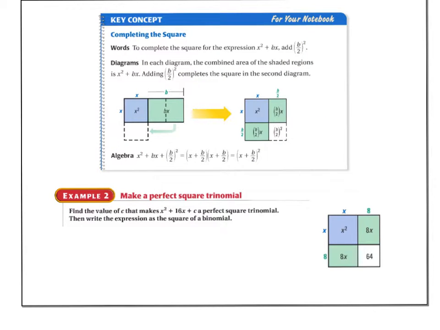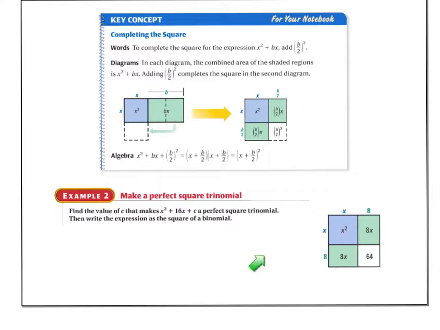This diagram here makes it look perhaps far more complicated than it really is. In order to complete the square for an expression that looks like x squared plus bx, here's what you're going to do. You're going to add to this binomial expression a third term that takes your coefficient of b and divides it by 2 and then squares it. And you'll see when we do this, we end up with a perfect square trinomial.